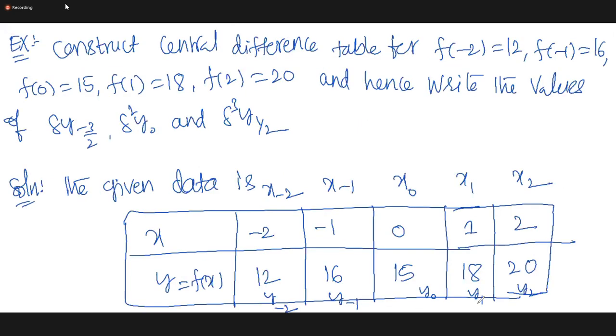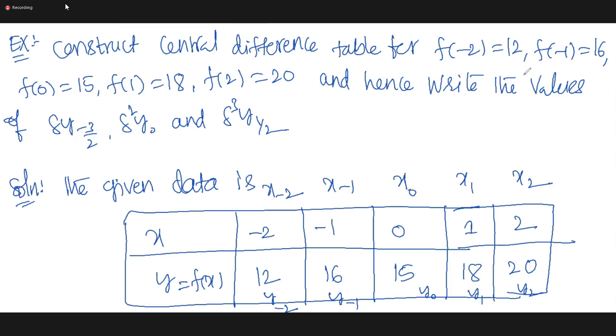First, what is the given data here? f of -2 is equal to 12, f of -1 is equal to 16, f of 0 is equal to 15, f of 1 is equal to 18, f of 2 is equal to 20. Y is equal to f of x. So the values in brackets are the x values: -2, -1, 0, 1, 2.